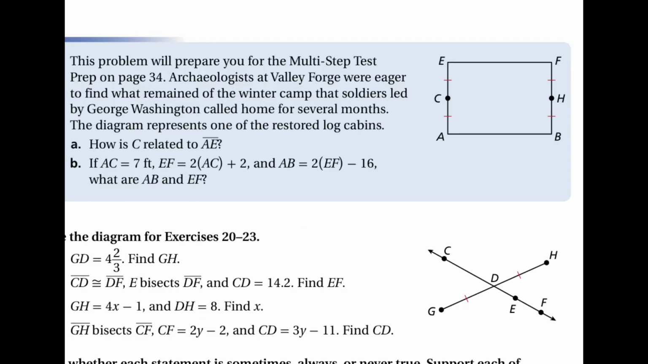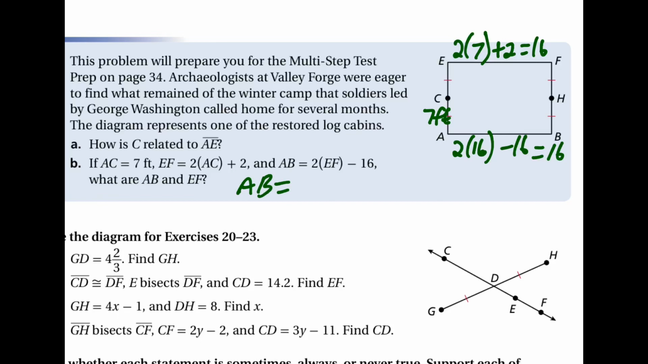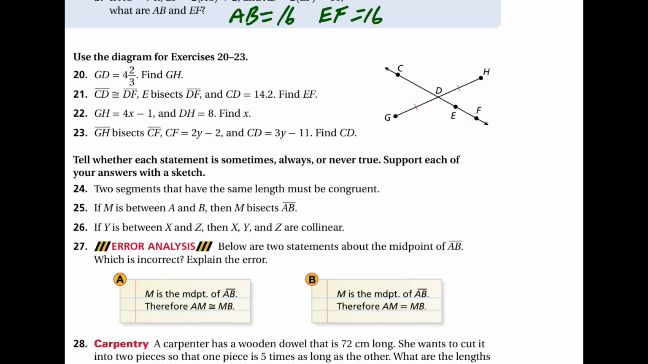19b. They tell us that AC is equal to 7 feet, that EF is equal to double that length, so 2 times 7, plus 2, which is equal to 16, and that AB is equal to 2 times EF, which is 2 times 16 minus 16. And this is equal to 16. So both AB is equal to 16 and EF is equal to 16.